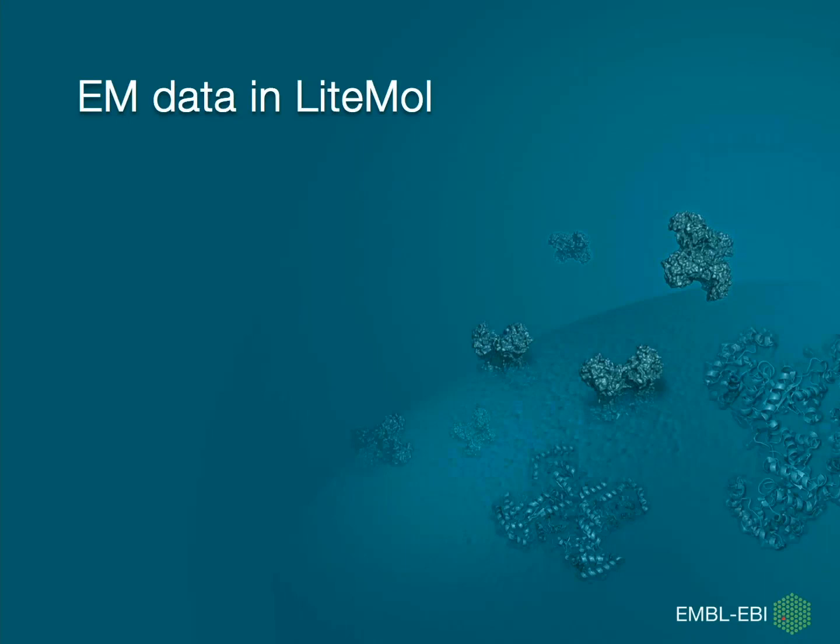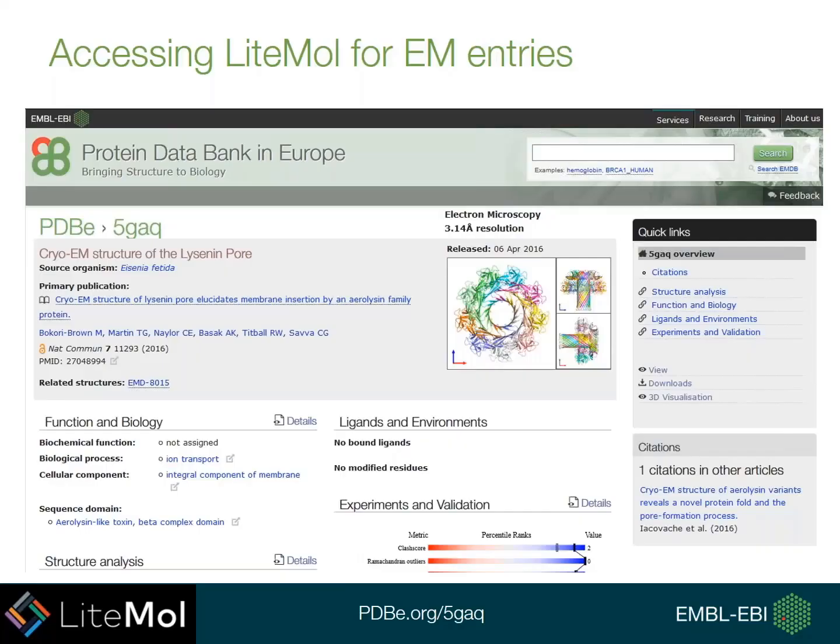For electron microscopy entries, you can use LiteMol to also view the EM map along with the structure. So to access LiteMol for an EM entry, you navigate to the entry at PDBe.org, and this electron microscopy entry is 5GAQ. If you click on the 3D visualization link, this will open up LiteMol.